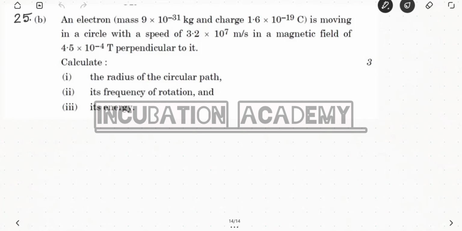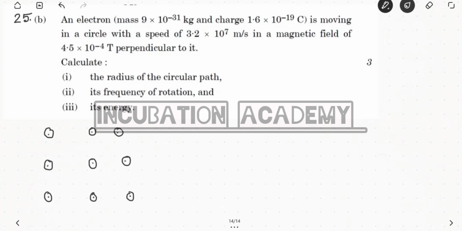Here we can say that the magnetic field is perpendicular to the region like this, and the magnetic field is uniform. I am trying to draw all of these equidistant. So in this uniform, perpendicular magnetic field, an electron enters.